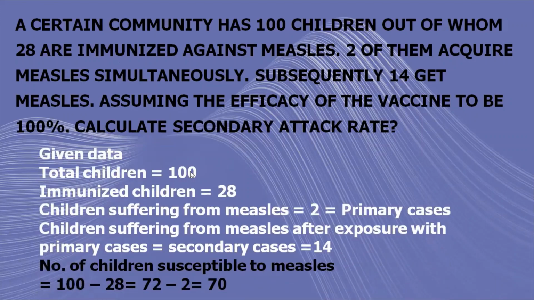So total children are 100, immunized are 28. So it means that 72 are susceptible. So out of 72, 2 are primary cases. First 2 people, they suffered from the disease, so they don't remain susceptible after getting the infection. So 72 minus 2 comes to the 70.